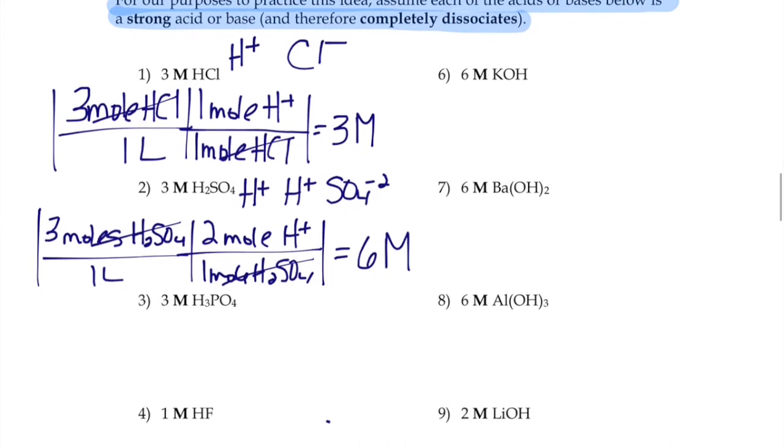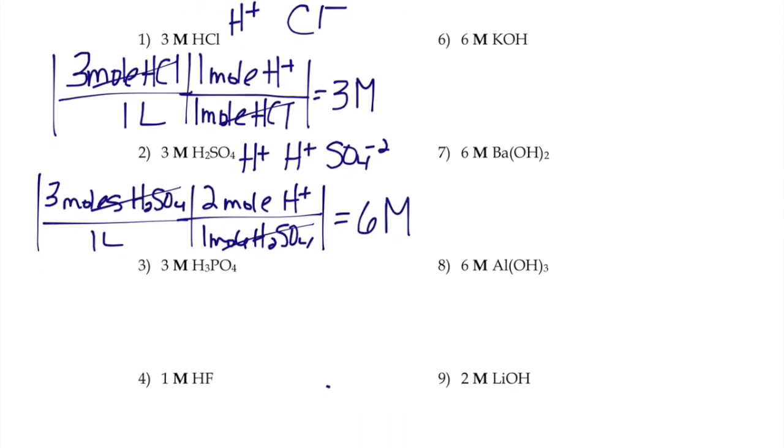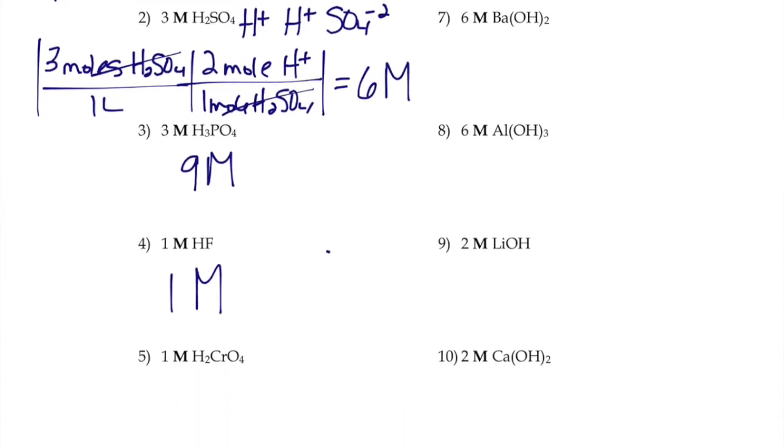Now the rest of these, I bet you could do in your head, right? You don't need to do a whole stoich problem to figure them out. But if you have 3 molar phosphoric acid, what's the molarity of your hydrogen going to be? 9, right? Because we have 3 H's per molecule. So we'd have to triple that molarity. How about the 1 molar HF? What would that be? 1, right? You got it. You know what you're talking about, right? It would be 1. If you had 1 molar H2CrO4, that would be 2, right? There's 2 H's per.